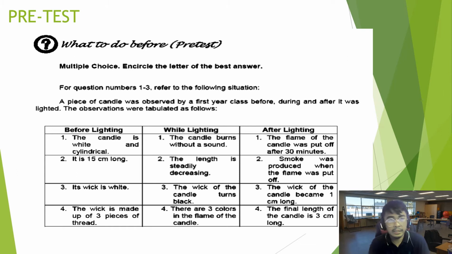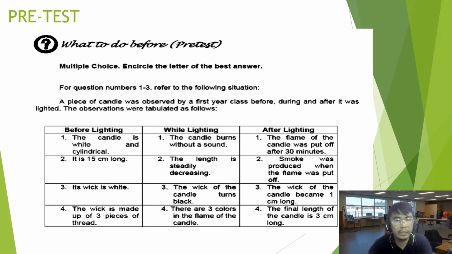Now, let's have a pre-test. Okay, in your module, it is entitled What to Do Before. In that module, you are to encircle the letter of your choice. But take note, your answers should be placed in a sheet of paper. So, I mean to say, do not write anything in your module.